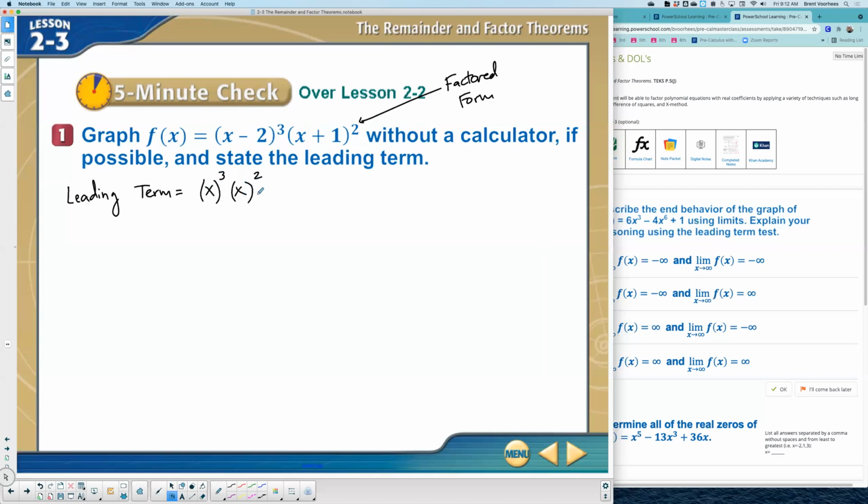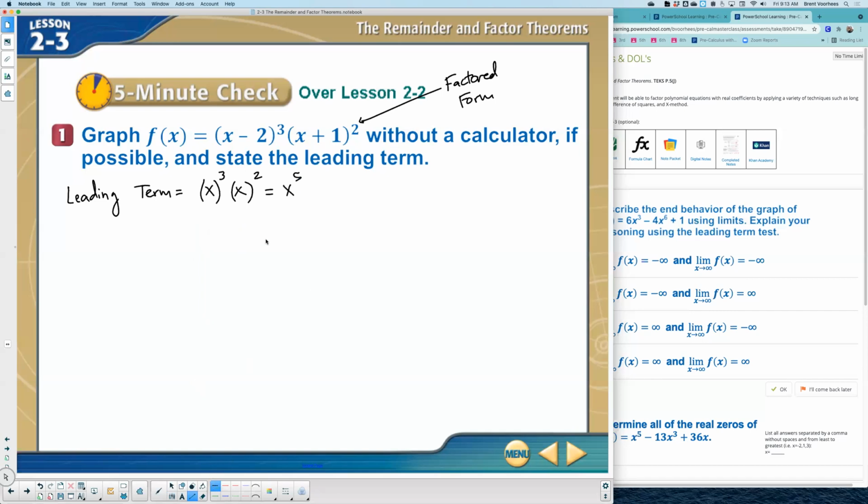What is x cubed times x squared? Would that be x to the 5th or x to the 6th? X to the 5th, because this is x times x times x times x times x. If you count that up, that's 5 x's. So it would be x to the 5th power. That's my leading term.